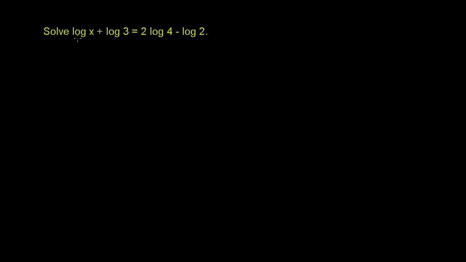We're asked to solve the log of x plus log of 3 is equal to 2 log of 4 minus log of 2. So let me just rewrite it. We have the log of x plus the log of 3 is equal to 2 times the log of 4 minus the logarithm of 2. And just as a reminder, whenever you see a logarithm written without a base, the implicit base is 10.